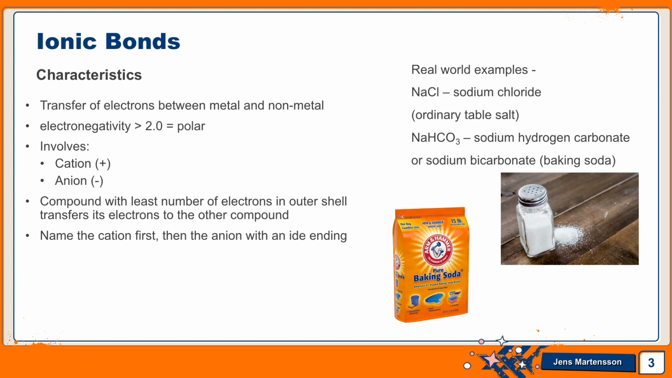Some real-world examples of ionic bonds are NaCl, which is sodium chloride, and just regular ordinary table salt, or sodium hydrogen carbonate, or sodium bicarbonate, which is just regular baking soda.